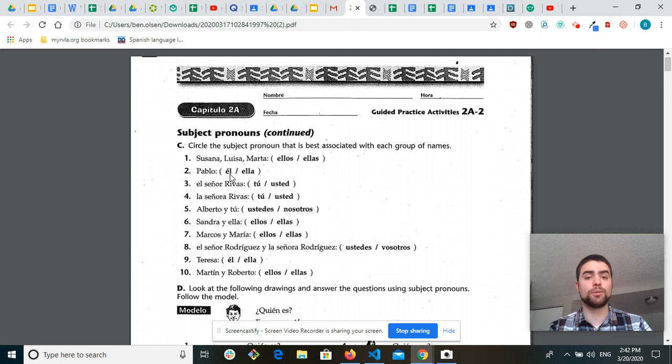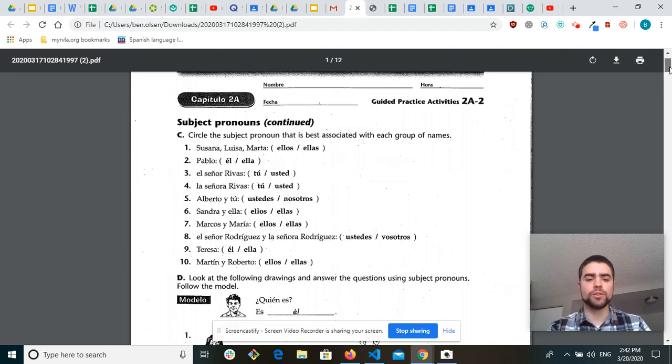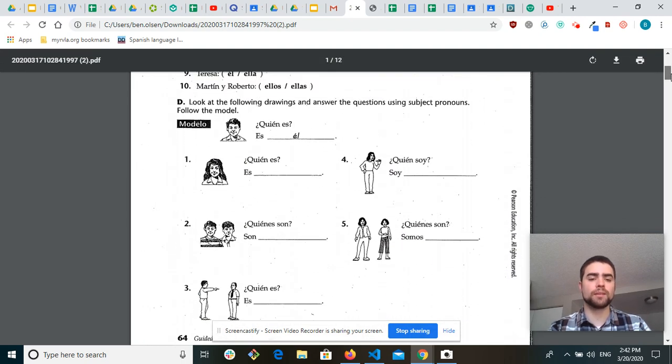If I'm talking about multiple people, then I need to use ellos, which is they guys, or ellas, which are they girls. You'll use that same train of thought here on the second part on D, just plugging in the correct subject pronoun into that second spot.